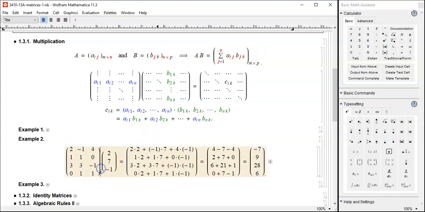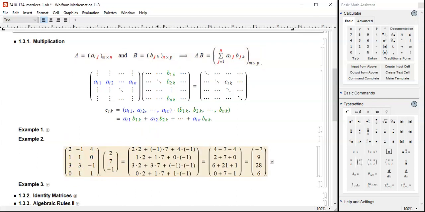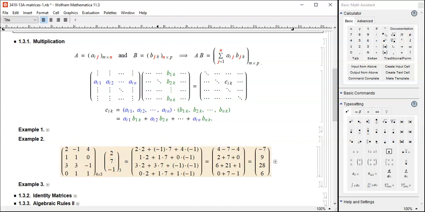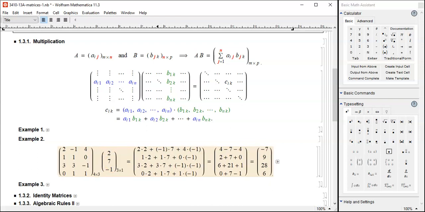Here's an example. This matrix is, let's see, what by what matrix is it? How many rows? Stop this recording and then answer. 4 by 3 matrix. And this one is 3 by 1 matrix. And then this number here, which I just highlighted in red, and that number there are the same. So we have 4 by 1 matrix, and in the end, yes, we have 4 by 1 matrix.